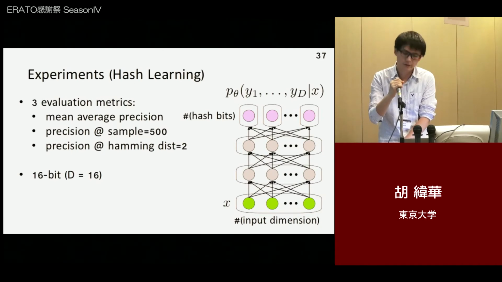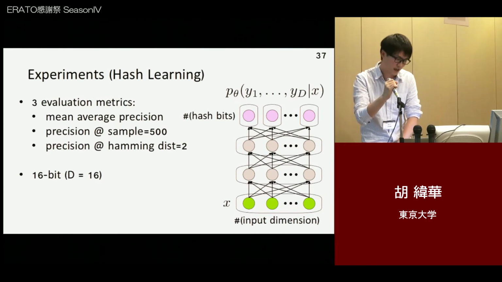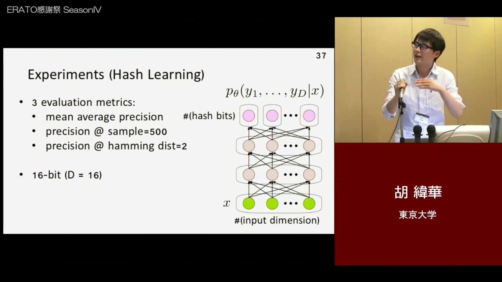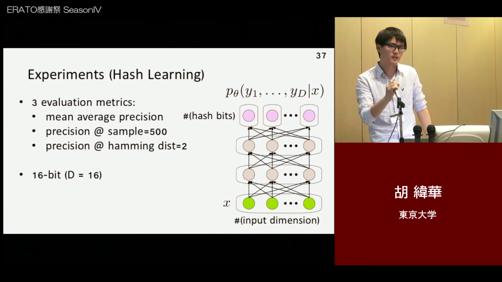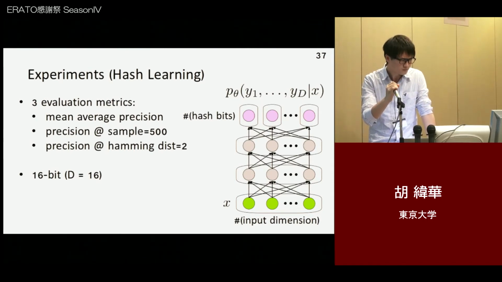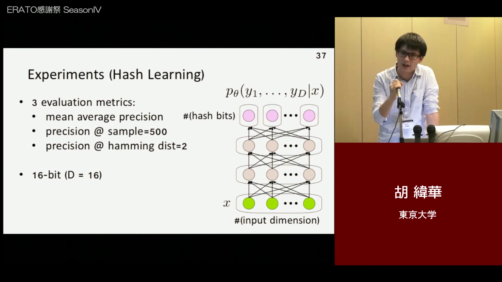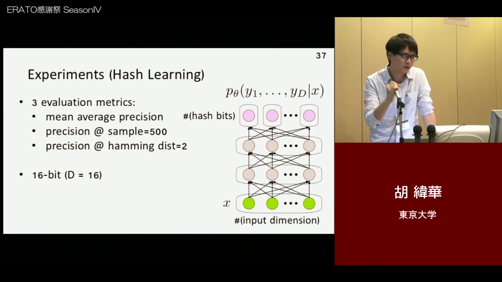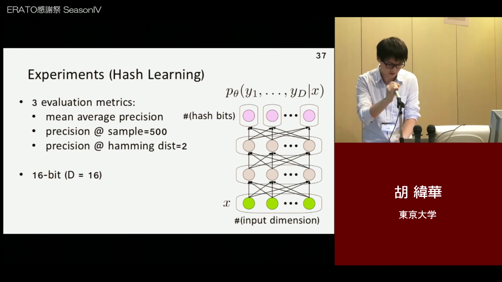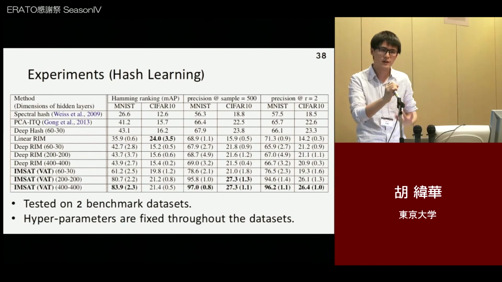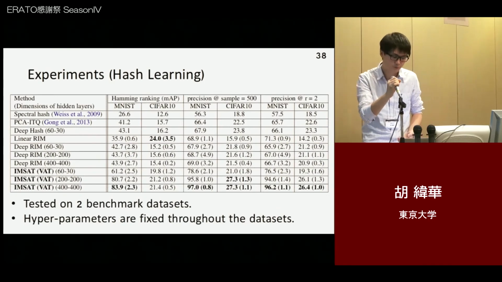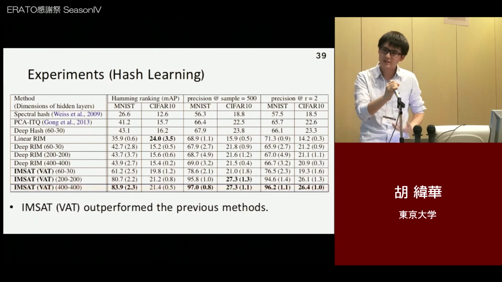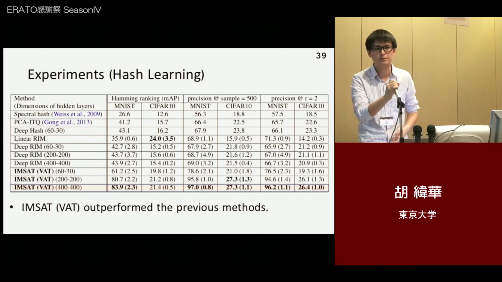Then I'm going to briefly explain our experiments on the task of hash learning. Hash learning basically takes the input data and outputs the predicted hash bits. We use 3 evaluation metrics, where higher is better. For the dimension of hash bits, we use 16. We tested our method and previous methods on 2 benchmark datasets. Again, hyperparameters are fixed throughout the datasets. We see that our method clearly outperformed previous methods.